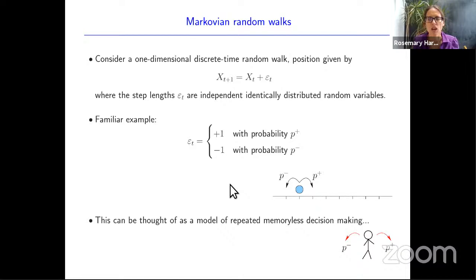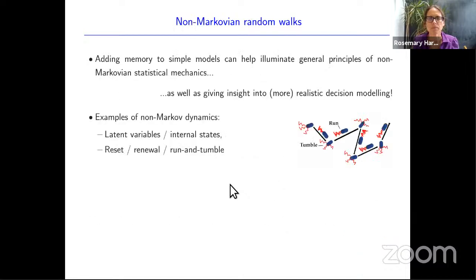So now we're going to try and add some memory. And the idea is to add memory to these simple models, both to help illuminate some general principles of non-Markovian statistical mechanics, but also to give insight into perhaps slightly more realistic decision modeling.